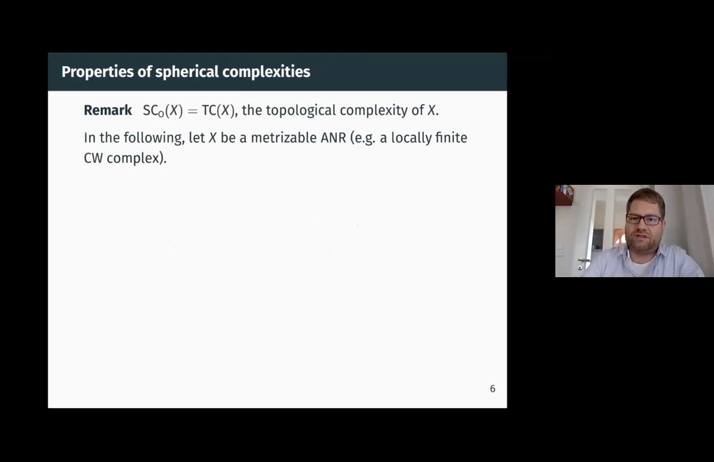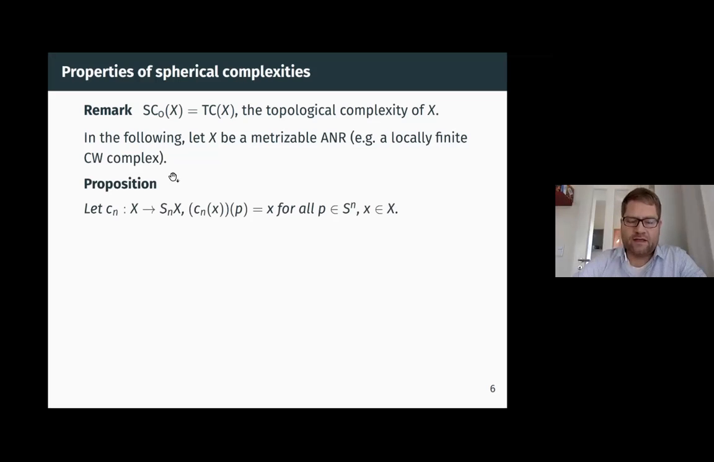Then I want to study what happens with respect to the problems that occurred in this counting procedure I just described with category with respect to the closed geodesics. And there I need X to be a metrizable absolute neighborhood retract. So this is just a technicality. For example, if you don't know what an absolute neighborhood retract is, a locally finite CW complex is enough for what I'm doing now. And so first of all, we had this problem of constant maps.